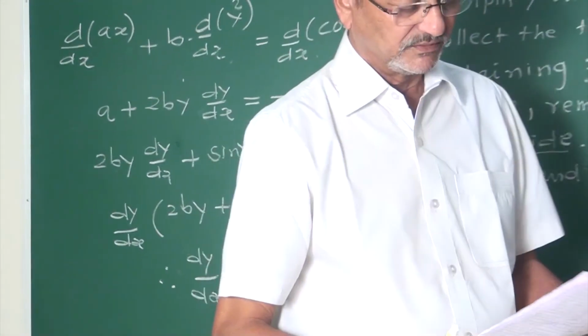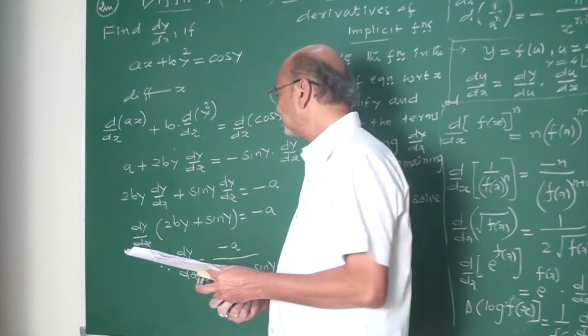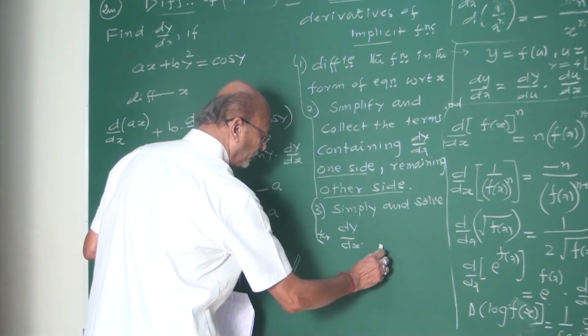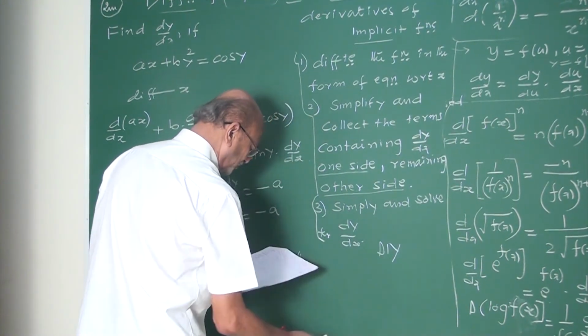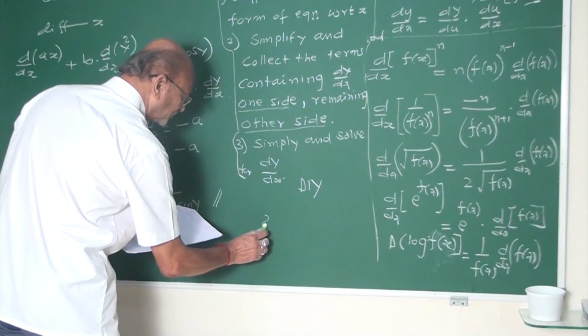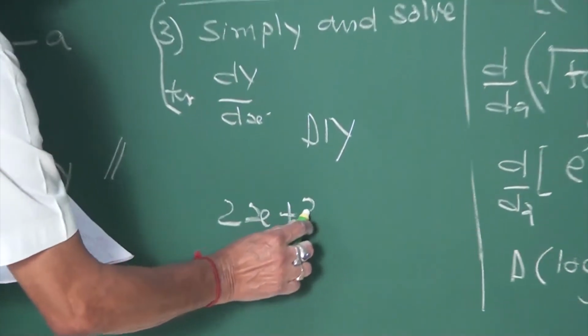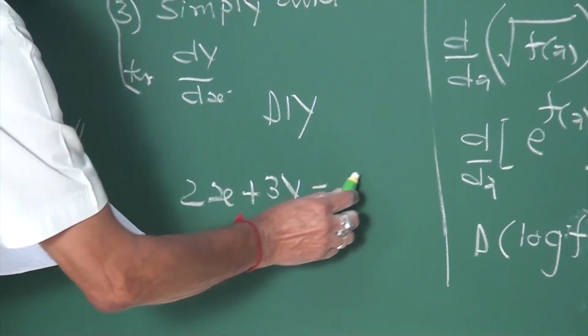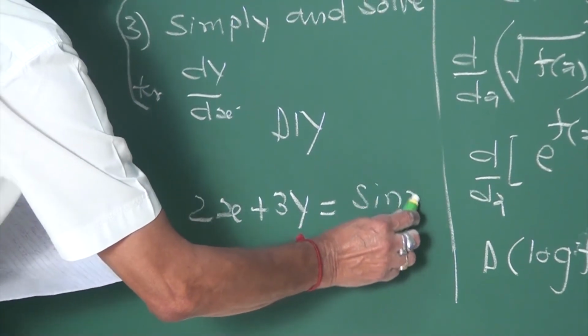Dy by dx. One parallel example, my friends. You do it yourselves. DIY. This is 2x plus 3y equals sin x. Very simple example, equals sin x.